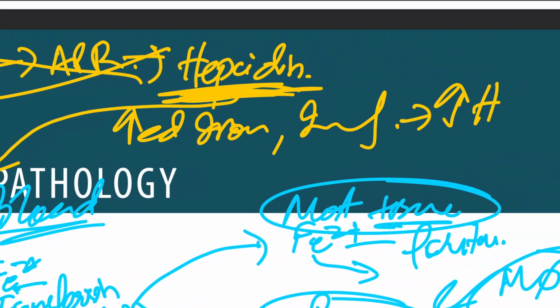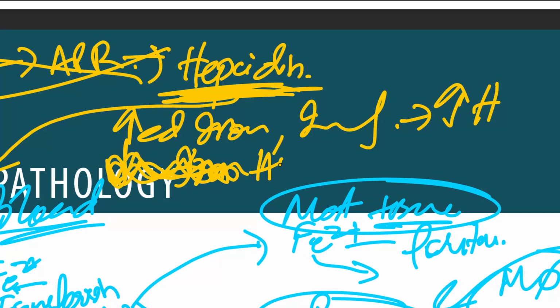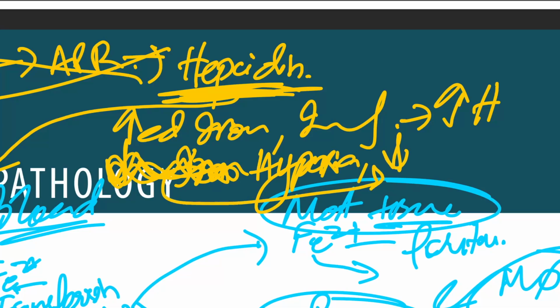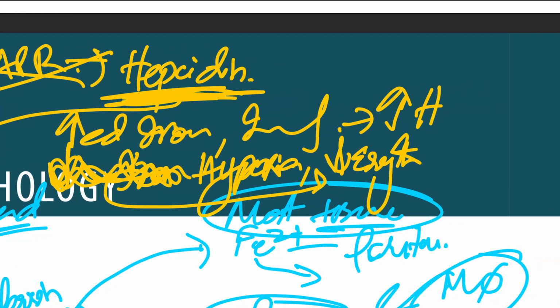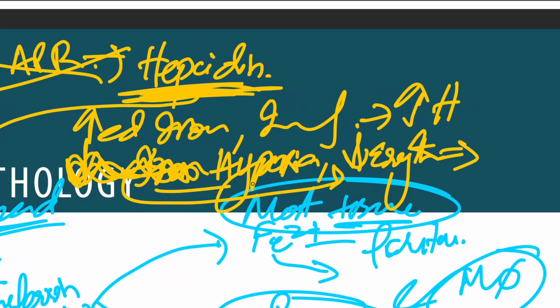And if you have decreased iron, or if you have hypoxia, let's just forget the decreased iron, but if you have hypoxia, or a decrease, not in iron, but a decrease in erythropoiesis, this leads to hypoxia, and a decrease in erythropoiesis leads to a decrease in hepcidin.